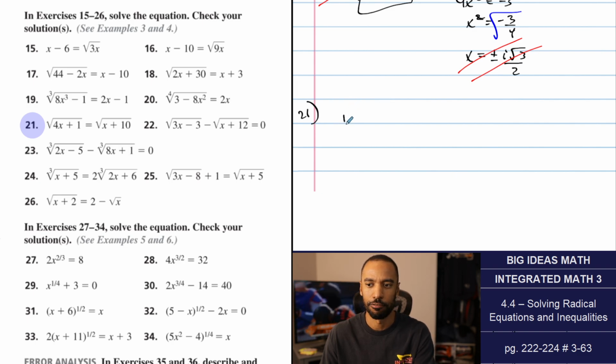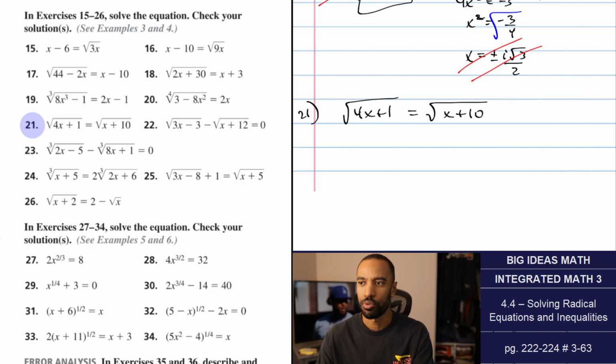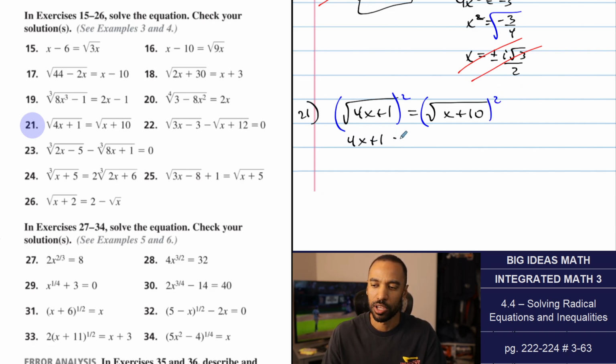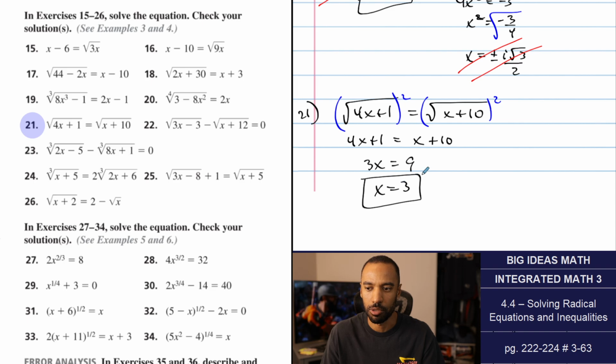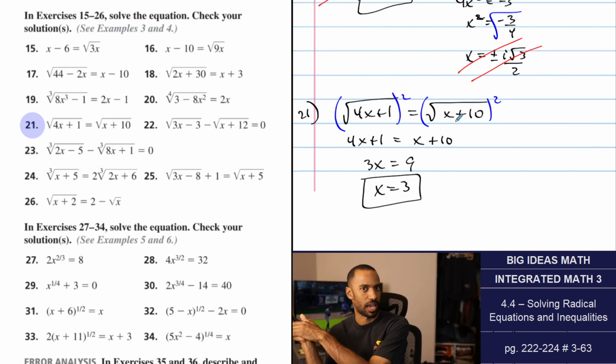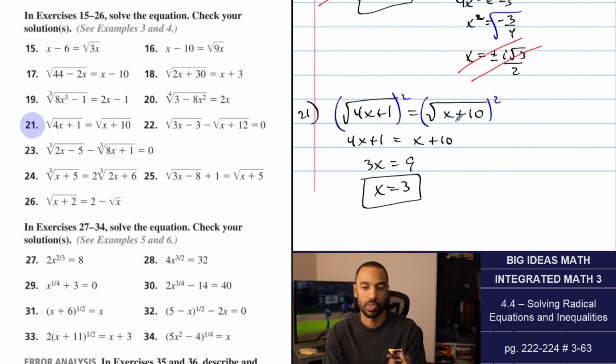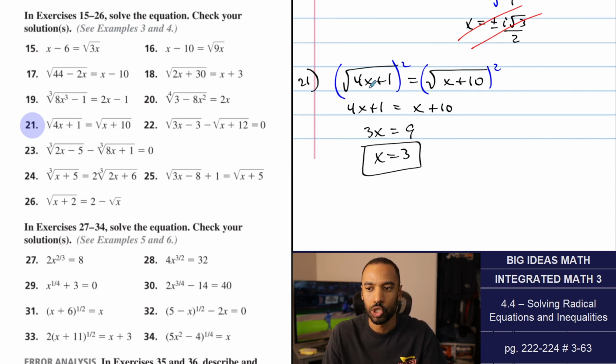All right, square root of 4x plus 1 equals square root of x plus 10. Now, both radicals are isolated. As long as one of them is, you're on your way to do what you've got to do. Let's square both sides. We get 4x plus 1 equals x plus 10. You just get rid of the radicals. Subtract x from both sides. Subtract 1 from both sides. Divide both sides by 3. You get x equals 3. These questions will generally be easier than the ones with an x on the outside because of the current nature.